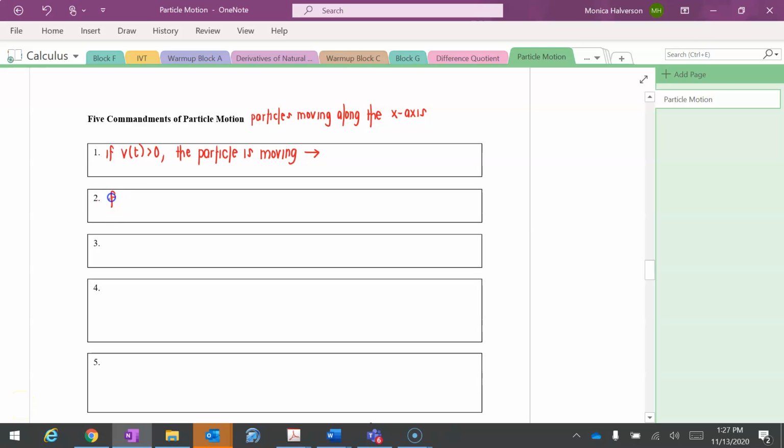Which means the opposite is true as well. If the velocity is less than 0, we know the particle is moving left. All right, now, if velocity and acceleration have the same sign at time t, the speed of the particle is increasing.